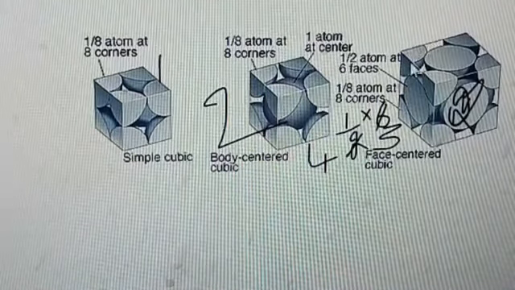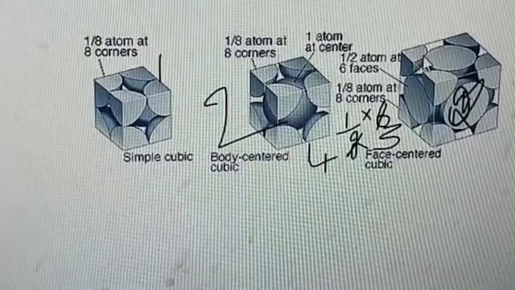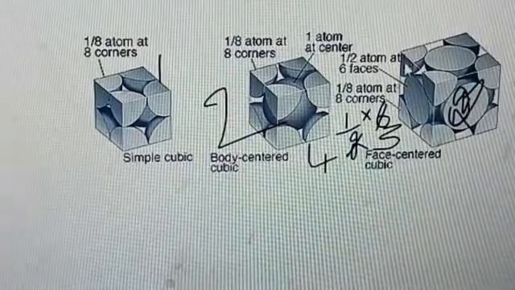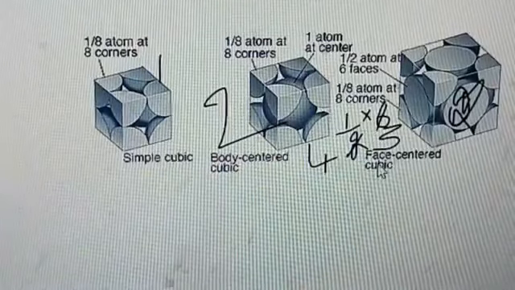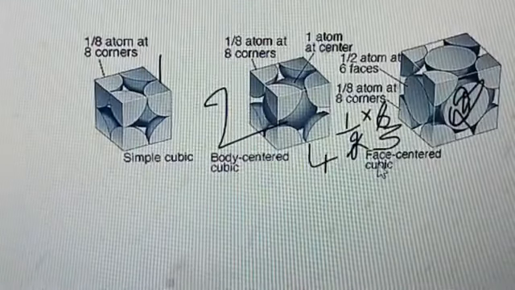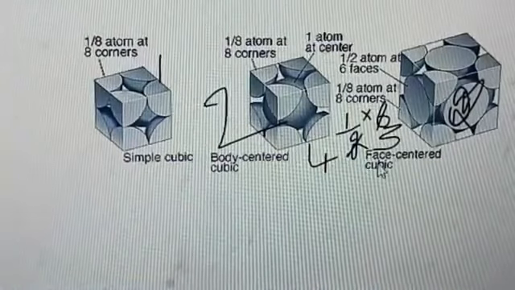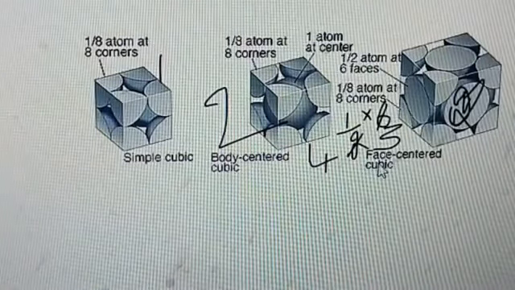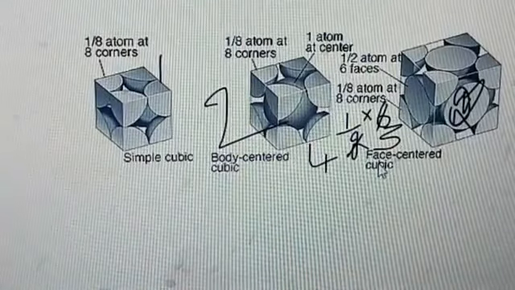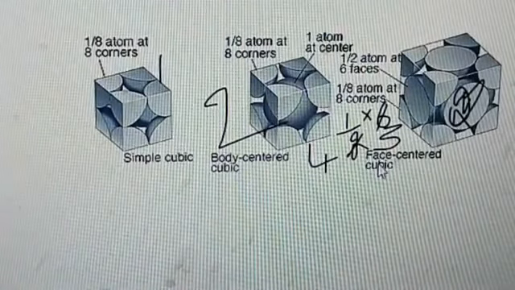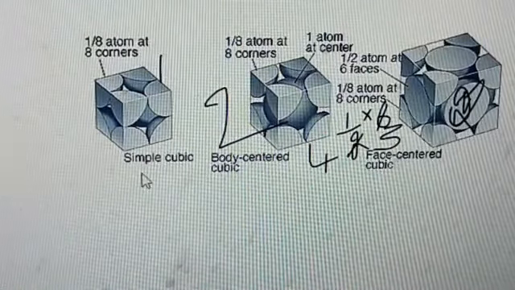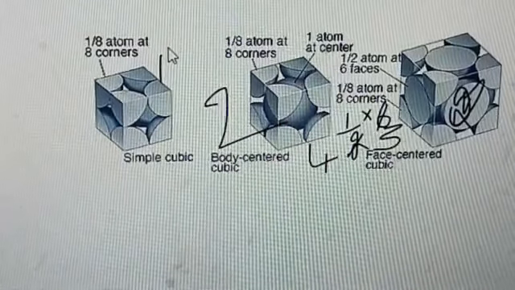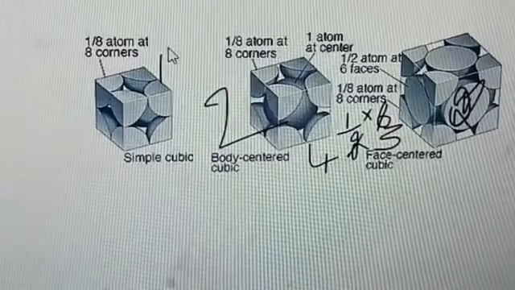Here 1 by 8 atom belongs to each corner, and 8 corners are there, so 1 by 8 into 8 is equal to 1. So the total number of atoms present in face-centered cubic unit cell is 1 plus 3, that is equal to 4. This is how we have to calculate the number of atoms per unit cell in simple cubic, body-centered cubic and face-centered cubic. I hope all of you can understand this.